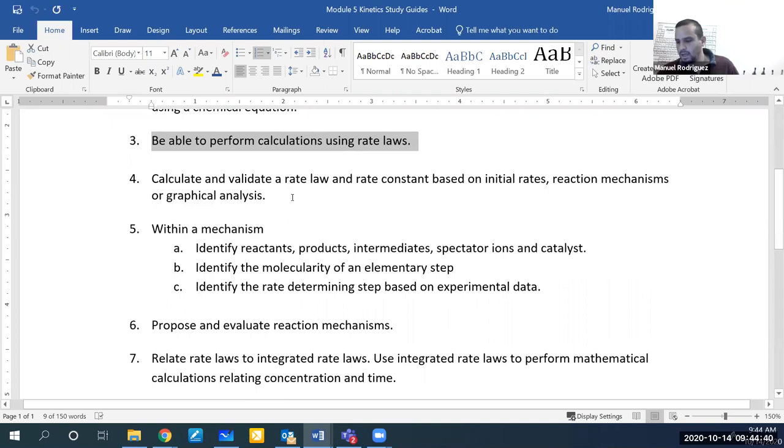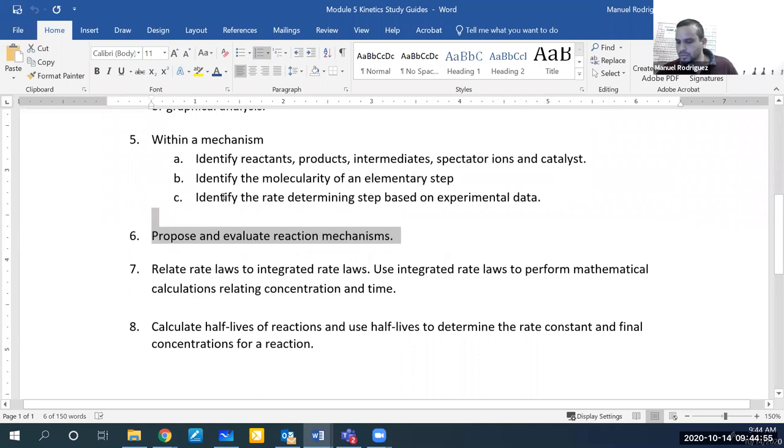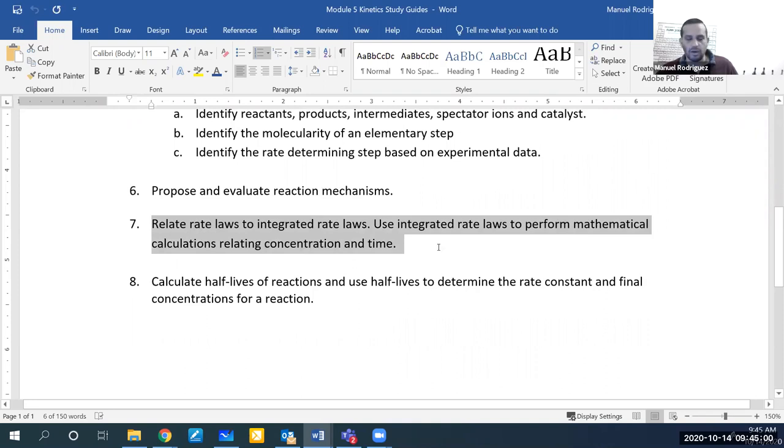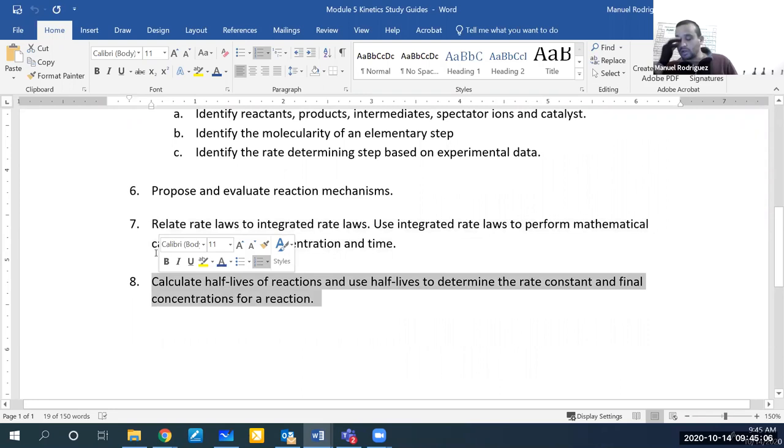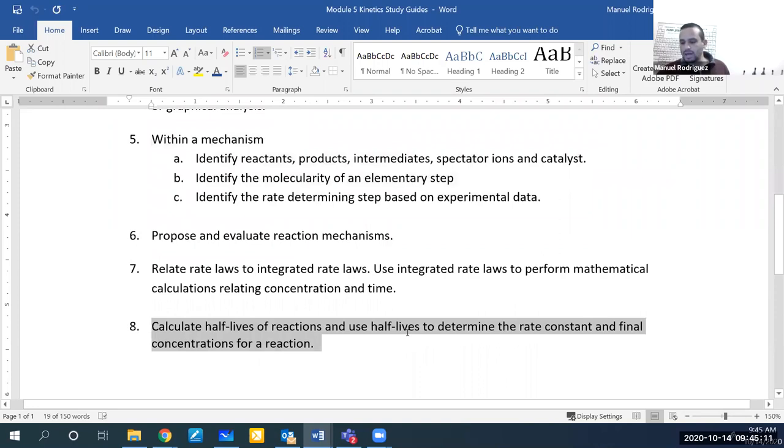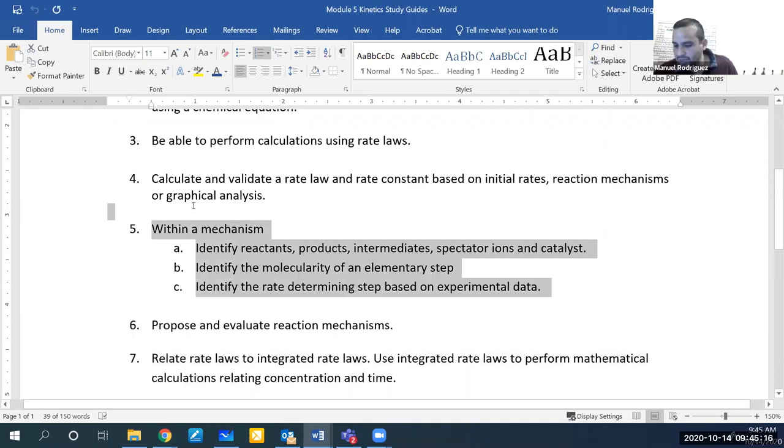We know how to do graphical analysis, and we know how to use initial rates. We have not talked about mechanisms, which means that we haven't done objective 5 or objective 6. You should be able to use the rate laws to do calculations, sort of what we did, just using the integrated laws. And half-life, we can do some problems, but basically just using the half-life equations. So for the most part, we just need some more practice on integrated laws and cover the things that have to do with reaction mechanisms.